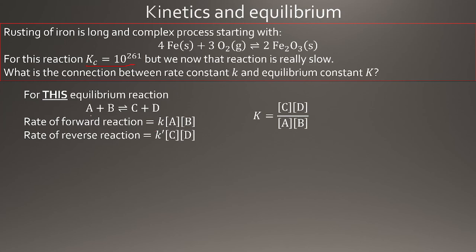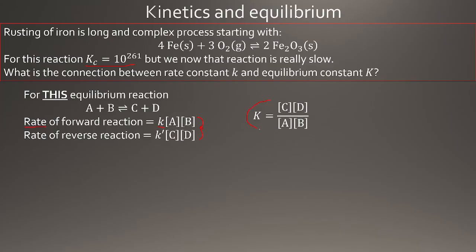Let's consider the equilibrium reaction A plus B equilibrium C plus D. And let's assume that the rate for the forward reaction is k times concentration of A times concentration of B. And let's assume that the rate for the reverse reaction is k', times concentration of C times concentration of D. Okay. So this comes from the reaction kinetics.